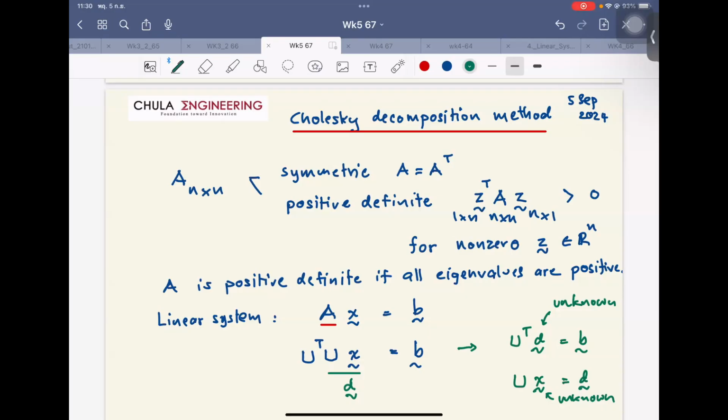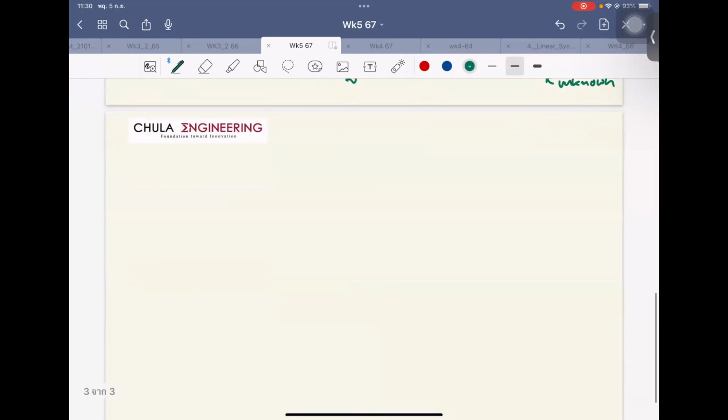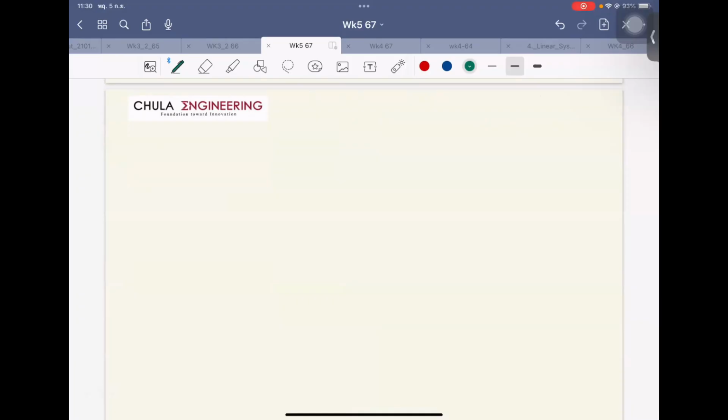Now, there are two decomposition schemes that I will cover in the course. The first one is called the square root scheme, because our formula will involve the determination of the square root. In the square root scheme, we are going to decompose A into a product of U transpose and U.